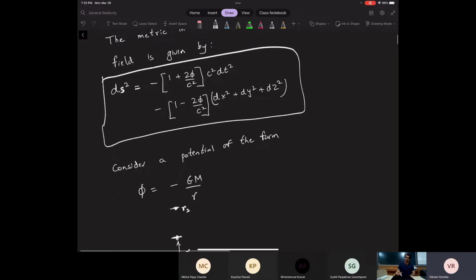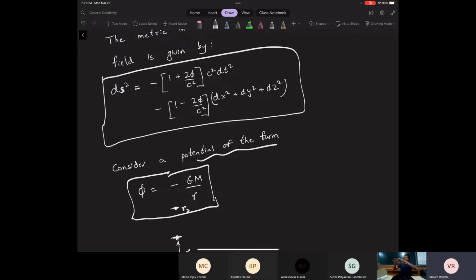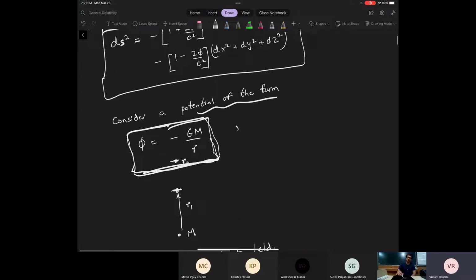Now let's consider the potential of the form minus GM by r. This is due to either a point charge or a spherical mass distribution. We're assuming we're far enough away from this distribution, which is true for any object like the sun. Even at the surface of the sun or the earth, the gravitational field is weak. So we've seen that it's a good approximation to use this weak gravity approximation near the surface of the earth. So we'll assume this kind of potential.